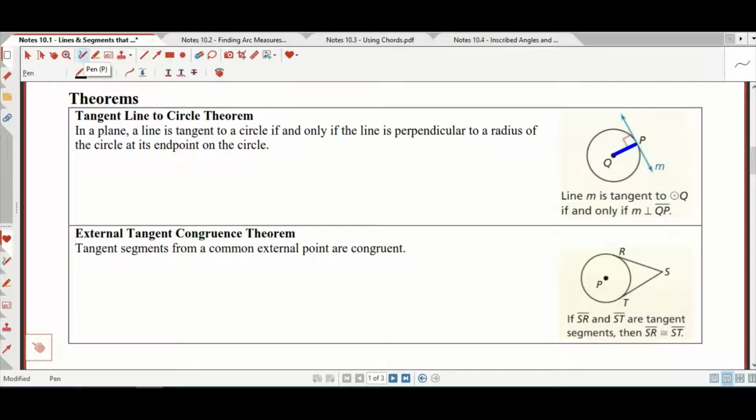External tangent congruence theorem. Tangent segments from a common external point are congruent. That is, if I had a tangent line, SR, and a tangent line ST to this circle, then the distance SR and the distance ST would be congruent. And you can probably see that because these line segments here are going to be congruent. I don't know if you remember, because that's the radius, but when we talked about isosceles triangles.